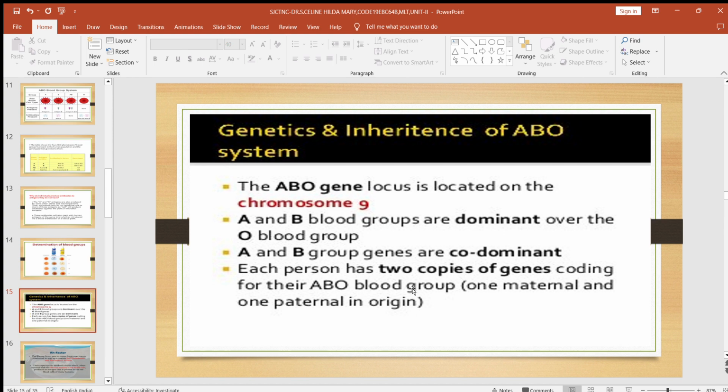Next we will see the genetics and inheritance of the ABO system. The ABO gene locus is located on chromosome number 9. A and B blood groups are dominant over the O blood group. A and B blood group genes are co-dominant. Each person has 2 copies of genes coding for their ABO blood group. One comes from the maternal and one comes from the paternal origin.